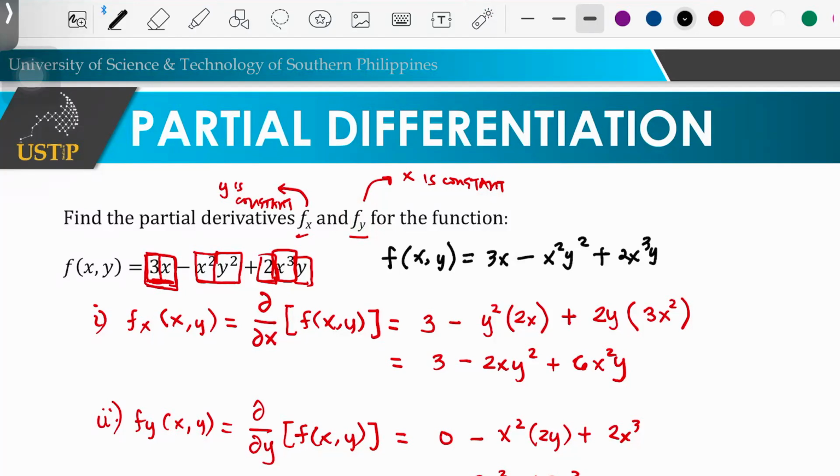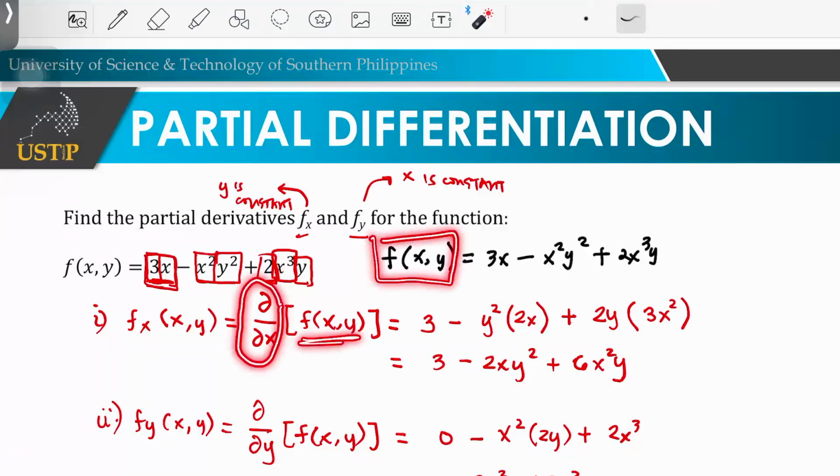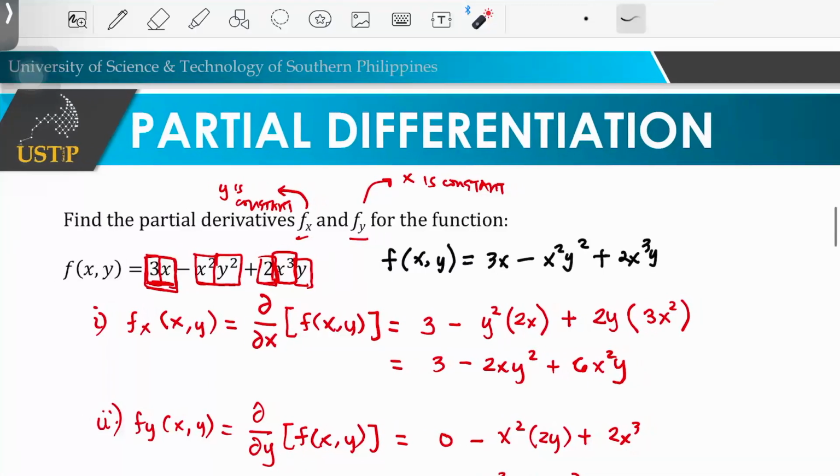Okay, so first, let's find f sub x, class. Okay, so for f sub x, we use this notation. So, we are getting the partial derivative of our f, for the whole function, with respect to x. Okay, again, take notes of the notation there. Equals. Here, class, we differentiate each term one by one. Now, when we differentiate with respect to x, partially, all the other variables will be constant, right? So meaning, this is a constant, this is a constant.